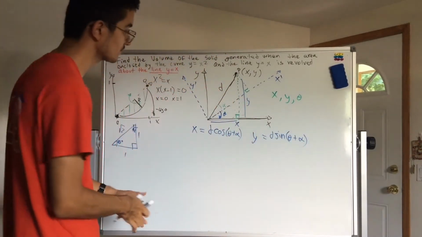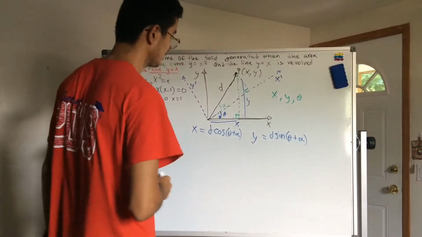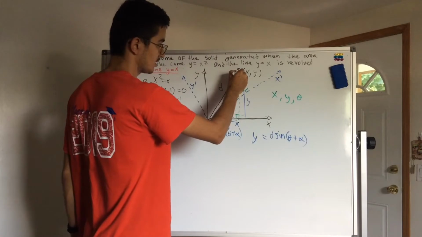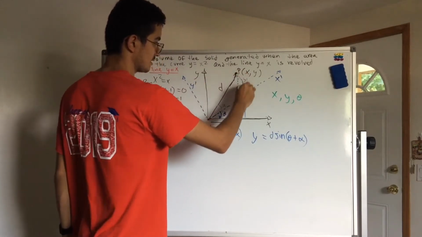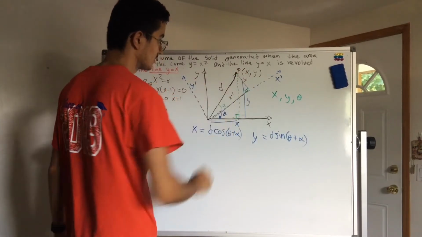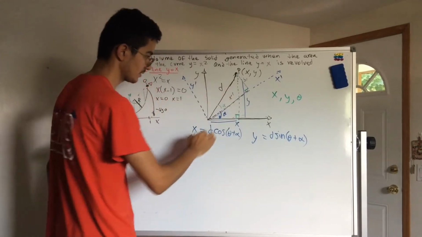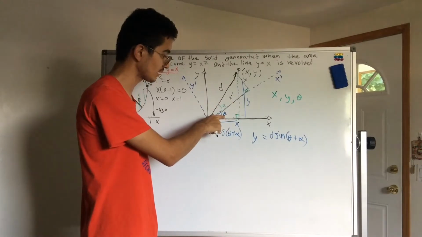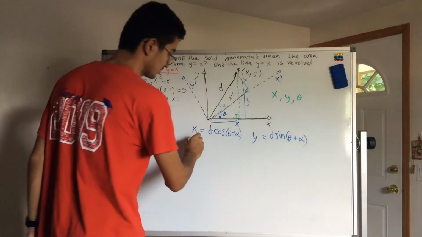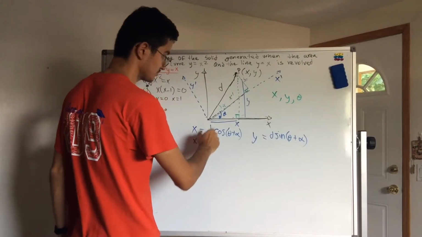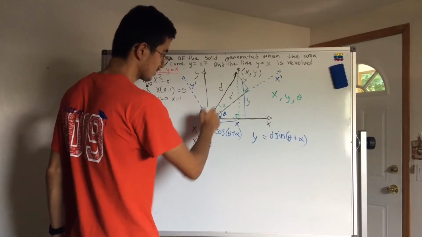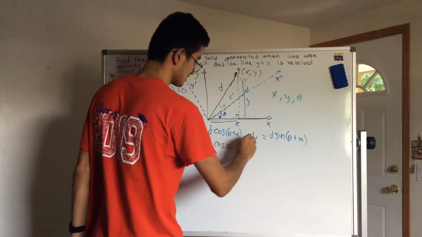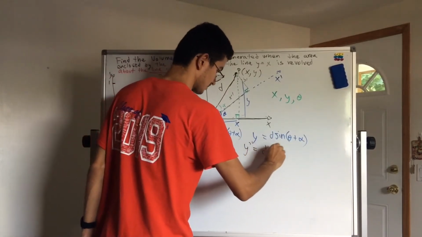Now let's do the same thing for the x prime, y prime plane. We're going to look at the y prime distance and the x prime distance. Right over here, we're only going to use the angle alpha. We're no longer worrying about the angle theta. So x prime is equal to d times the cosine of alpha, and y prime is equal to d times sine of alpha.